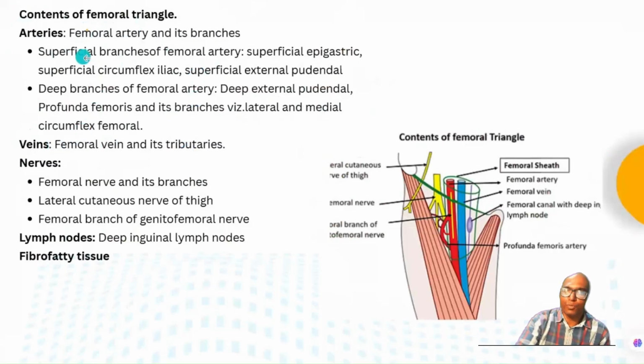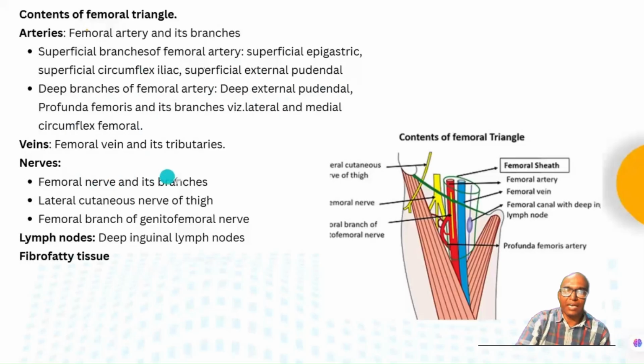Okay, then which superficial branches of the femoral artery? You have got a superficial epigastric, superficial circumflex iliac, superficial external pudendal. Deep branches of the femoral artery, that is deep external pudendal, profunda femoris, and its branches like lateral and medial circumflex femoral. Okay. Then veins, I just mentioned, femoral vein and its tributaries.